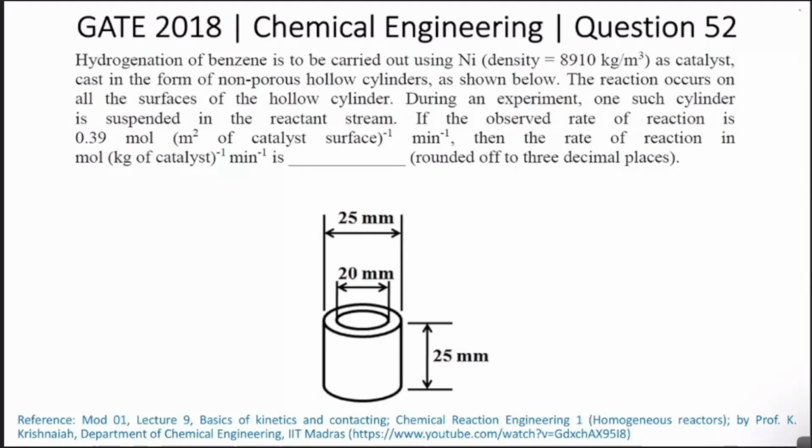What we need to find here is the same rate of reaction for this process, but in terms of mole per kilogram of catalyst per minute. So basically what we are trying to do here is convert this reaction rate, which is given in mole per meter square catalyst per minute, to mole per kilogram of catalyst per minute. So let us see how we can do this.